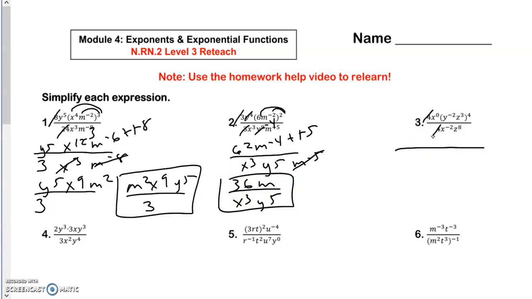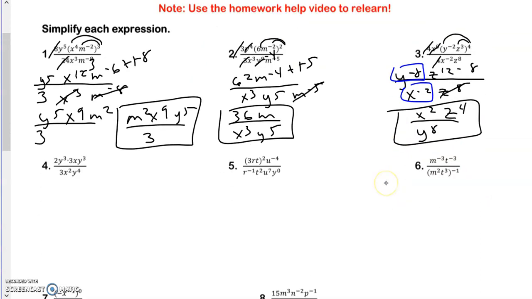Taking a look at this one. First, I notice I could cross out the 4's. I also know I have an x to the 0. That could be crossed out. And then I need to distribute. So I'm going to have y to the negative 8, z to the 12th. And on the bottom, I have x to the negative 2 and z to the 8th. So I dislike negative exponents. So these I have to flip-flop. So when I flip-flop it, the x to the 2nd is now positive. The y to the 8th is now positive. I also notice that the 8 is smaller, so I'm going to subtract. And 12 minus 8 is 4. And there's my answer.